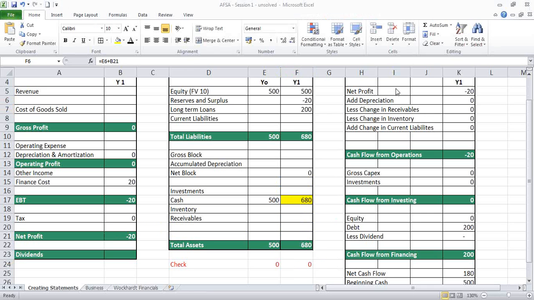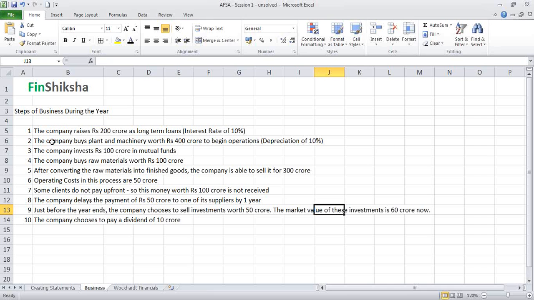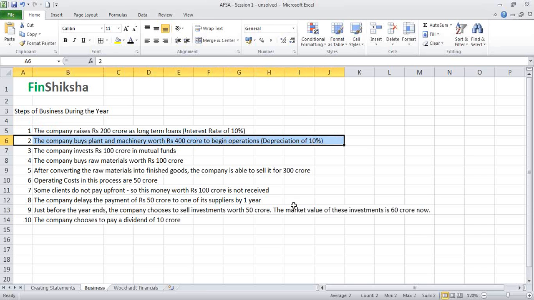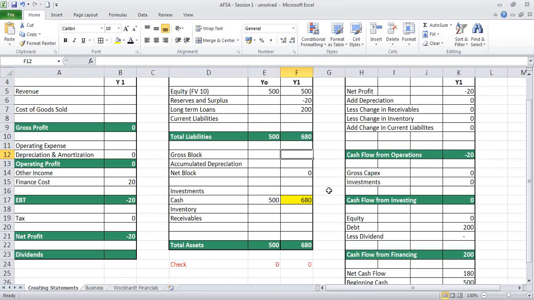Fine. Okay, let's do it together. So let's look at the next stage, which is the company buys plant and machinery worth 400 crore rupees to begin operations. Now they have raised the money, they have the debt, now they are trying to buy some assets to work. So 400 crore comes in. If you are buying assets worth 400 crore, that should increase your fixed assets, which is your gross block. Gross block is what should become 400. So gross block becomes 400.